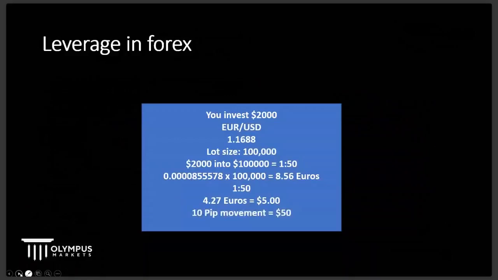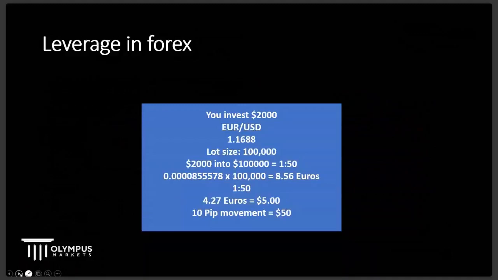So here's the argument. A lot of people ask me, Alexander, they say, look, obviously if I used 1-to-100 leverage, I'd only have to invest 1,000, and potentially I would have earned a lot more. Because you're right, if it goes in your direction, you would.